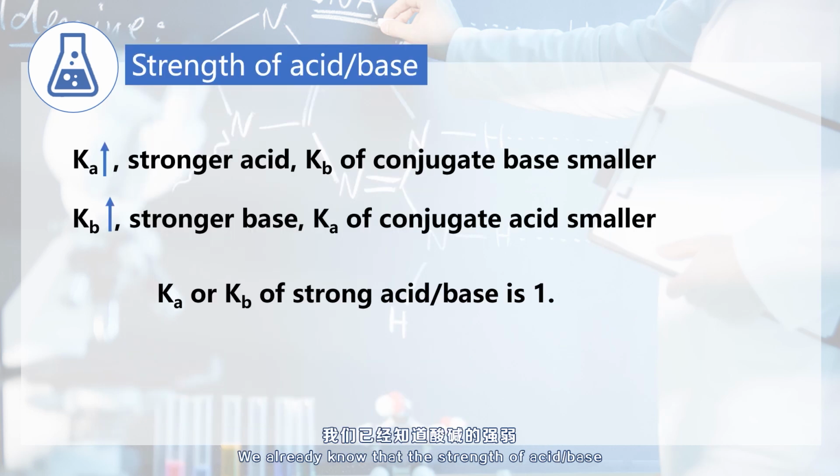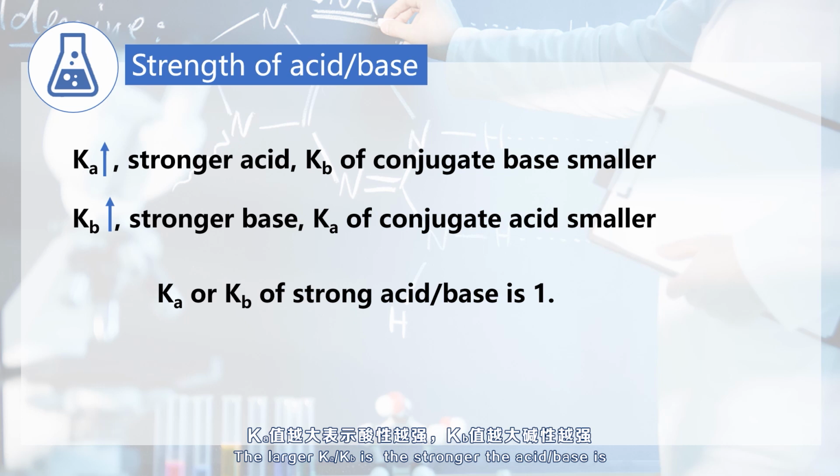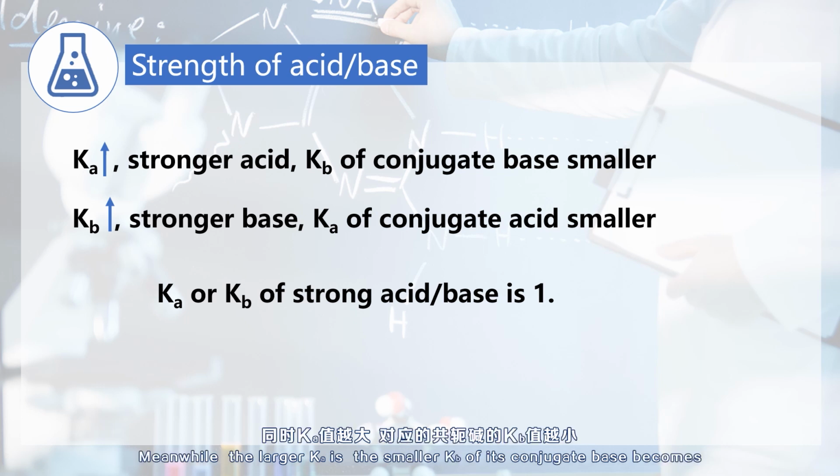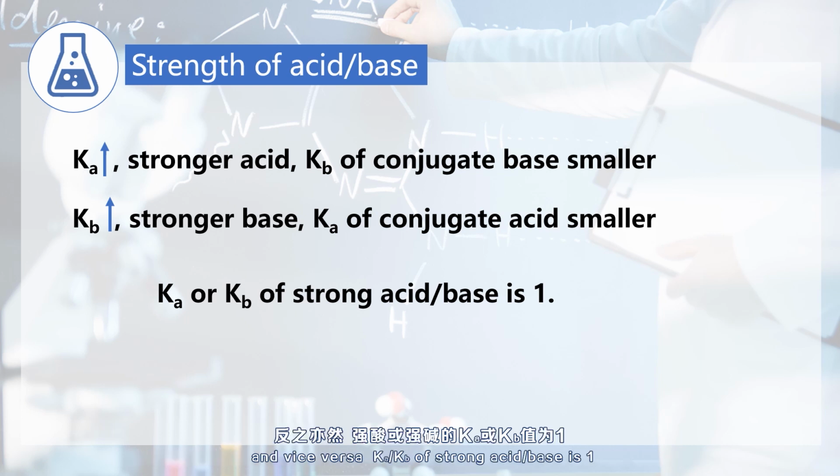We already know that the strength of acid or base is represented by the dissociation constant, Ka or Kb. The larger Ka or Kb is, the stronger the acid or base is. Meanwhile, the larger Ka is, the smaller Kb of its conjugate base becomes, and vice versa. Ka or Kb of strong acid or base is 1.